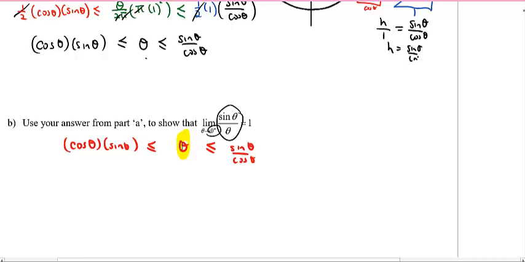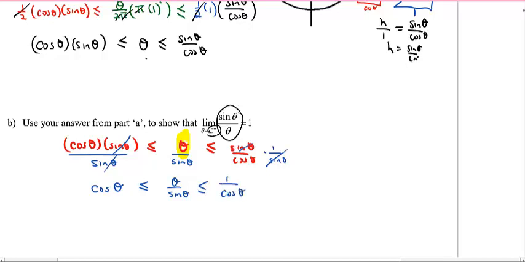Well, maybe what I can do is actually divide both sides by sine theta. Let's do that. I know you're like, but that's opposite. I know. Just look. So you're now left with cosine theta, theta over sine theta, 1 over cosine theta. Agreed?